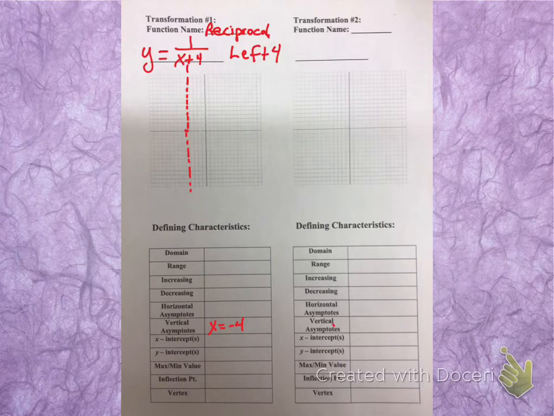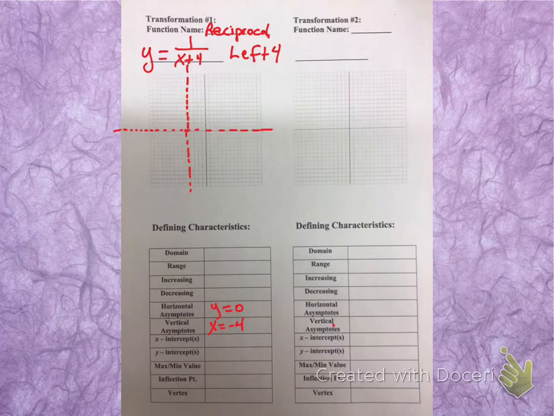Okay. A left-right shift does not affect a horizontal line. Picture a horizontal line and moving it left or right. It's the same line because it extends forever left and right. So my horizontal asymptote stays at y equals 0. So I'm going to come down here and put my horizontal asymptote at y equals 0.